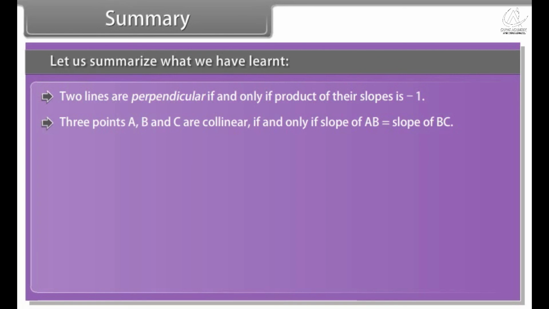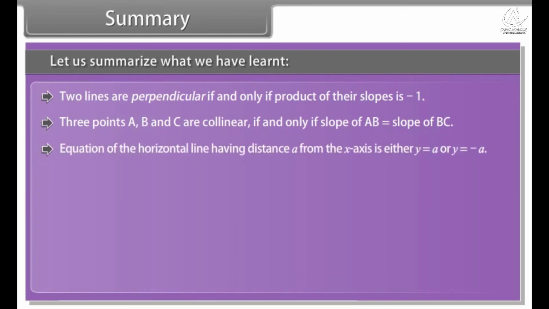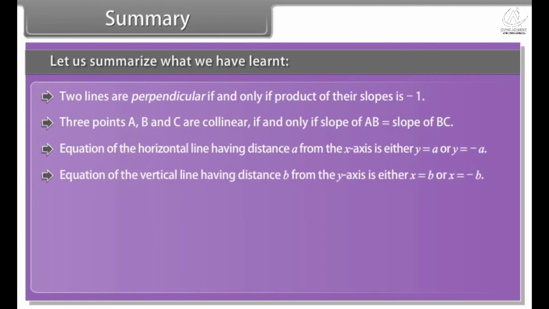of BC. Equation of the horizontal line having distance a from the x-axis is either y is equal to a or y is equal to minus a. Equation of the vertical line having distance b from the y-axis is either x is equal to b or x is equal to minus b.